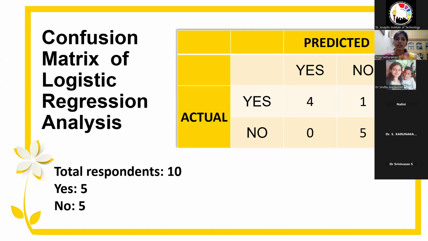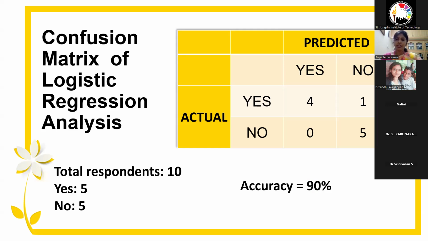So in the actual no category, there are 5 responses, and after the analysis, it is said that all the 5 who have said no are truly coming under the no category. So there is no deviation under that. So when you have such a classification table or model that you have derived after the analysis, what is the accuracy of it? The accuracy here is 90%. So how do you arrive at the 90% accuracy?